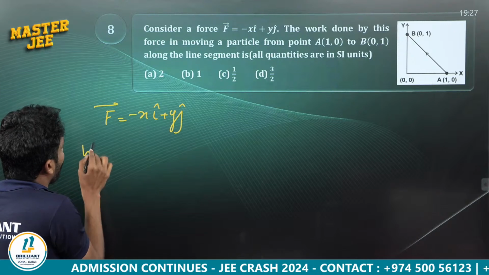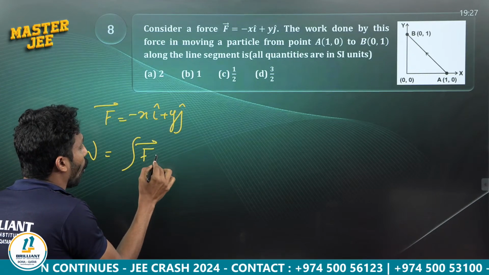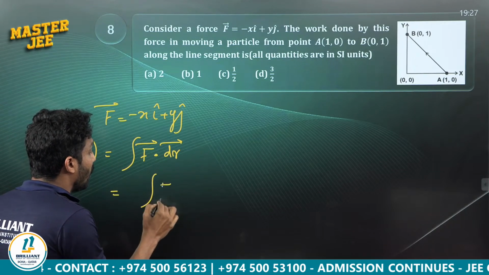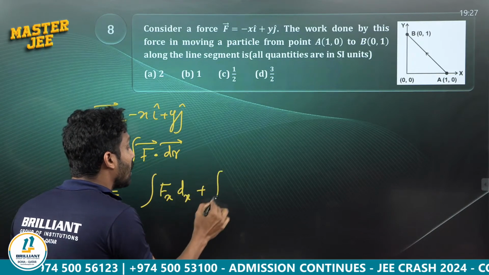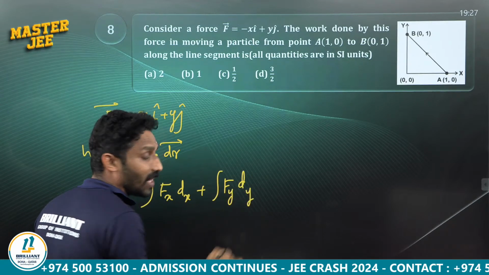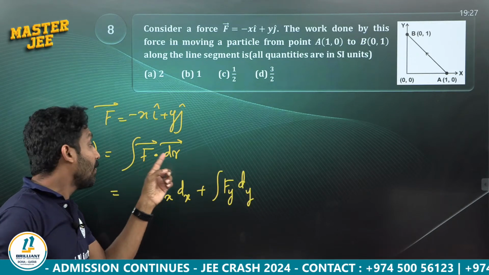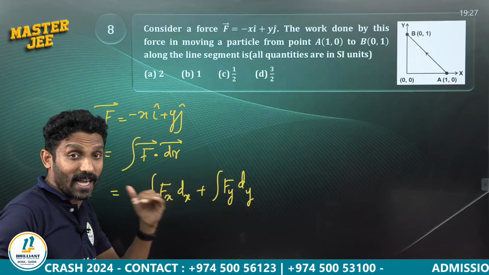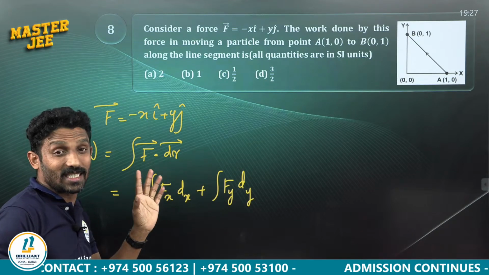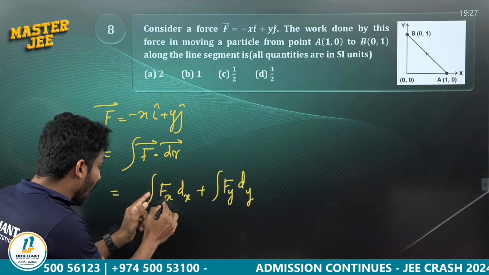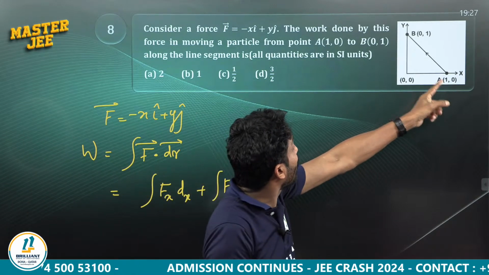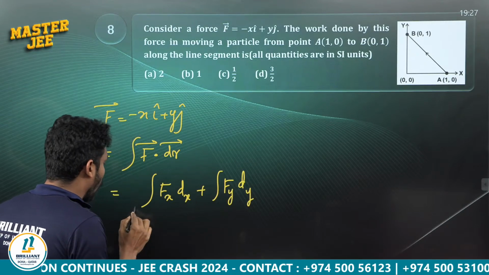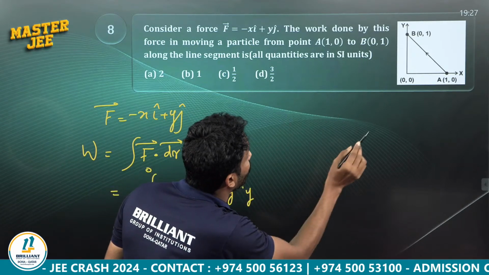So we have the work done as the integral of vector F dot vector dr. This is equal to the integral of Fx dx plus the integral of Fy dy. In this way we can split this into component form, dx i cap plus dy j cap, and we have the idea of the dot product, direct multiplication and cos theta. Here cos theta will be cos 0, which is 1. Here the x variable is varying from 1 to 0 and y is varying from 0 to 1.